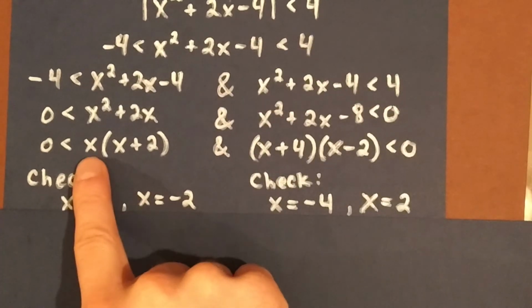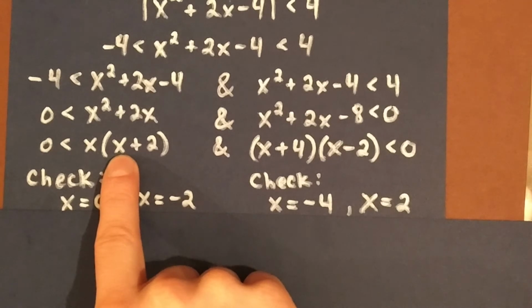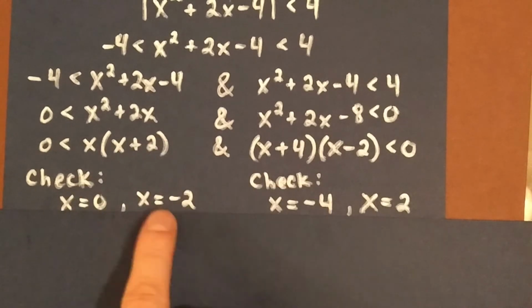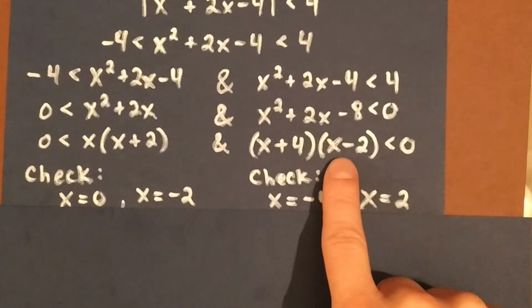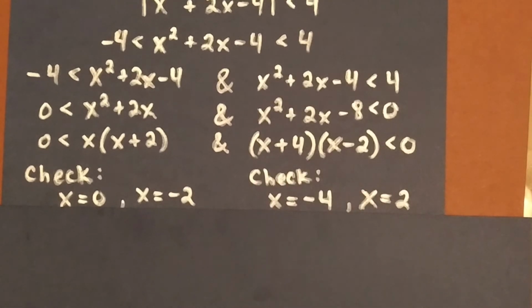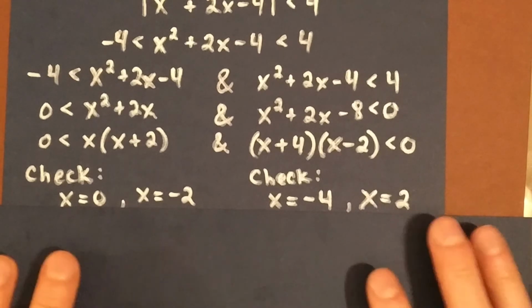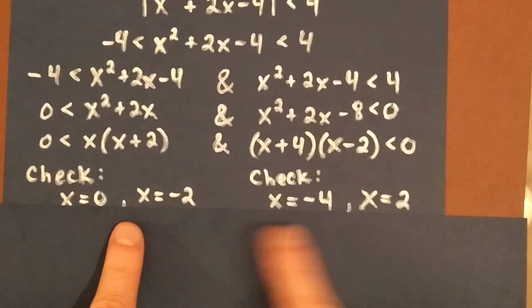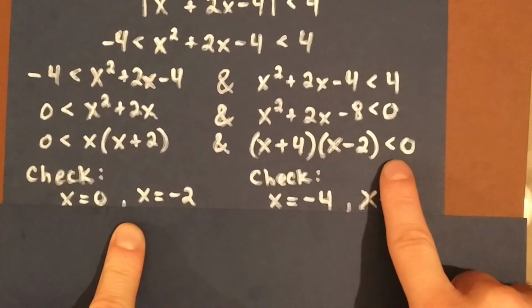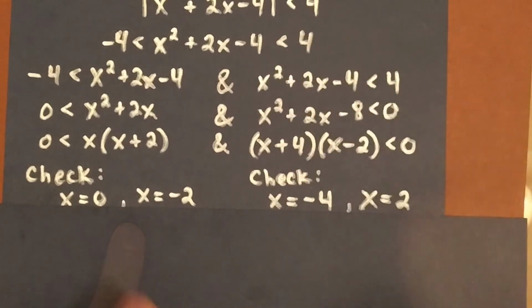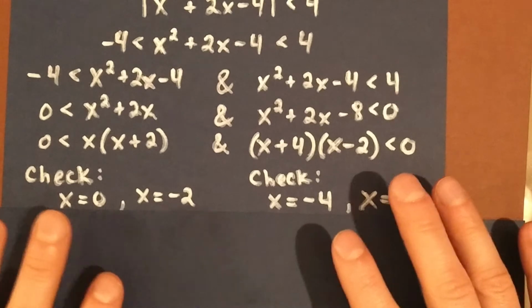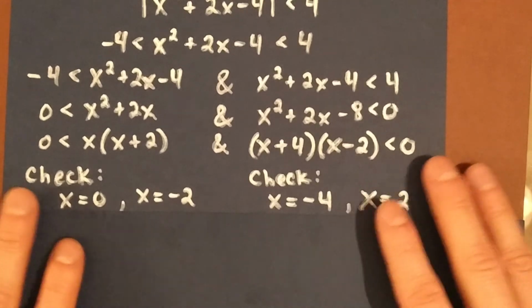So over here, 0 and negative 2 are the solutions to make it equal 0. And in this one, negative 4 and positive 2 are the values of x that would make it equal to 0. So those are not solutions, because it's not less than or equal to, in the original inequality. But those are our starting points. We're going to use those points.